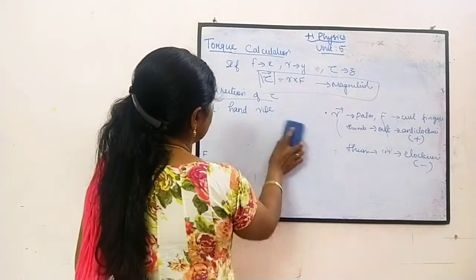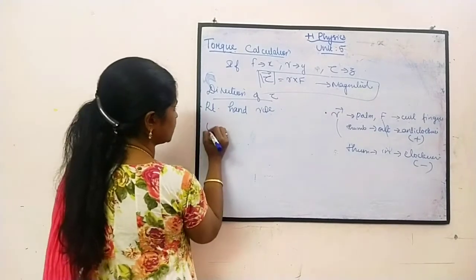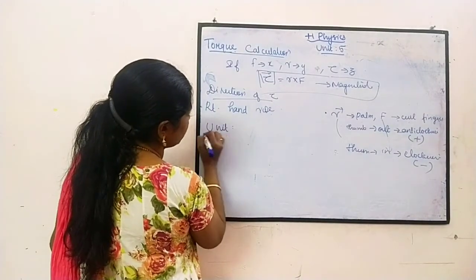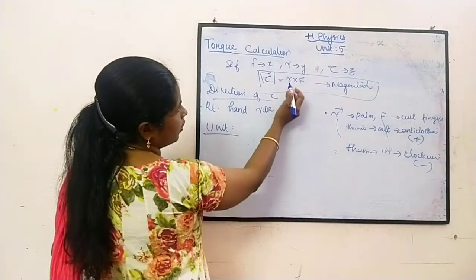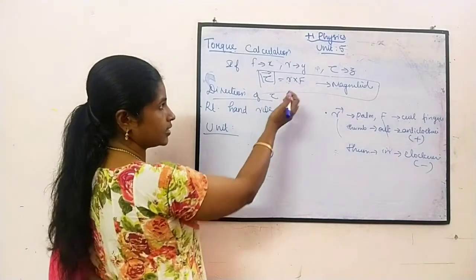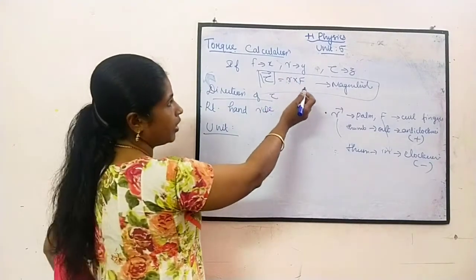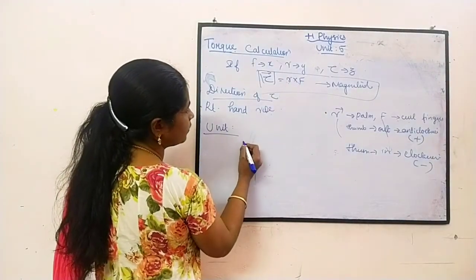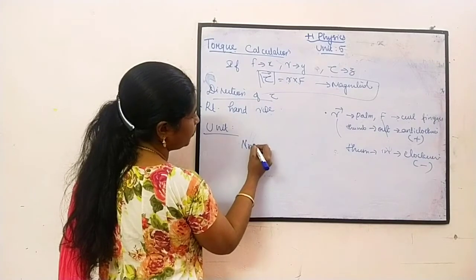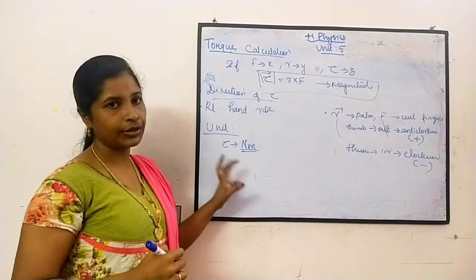Okay. Now let us write what is the unit of torque. What is the unit of torque? So the unit of torque is r cross F. R means radius. It is distance. Distance we will measure in meter. What does force mean? Newton. Okay. So torque is nothing but Newton meter. The unit of torque is Newton meter.